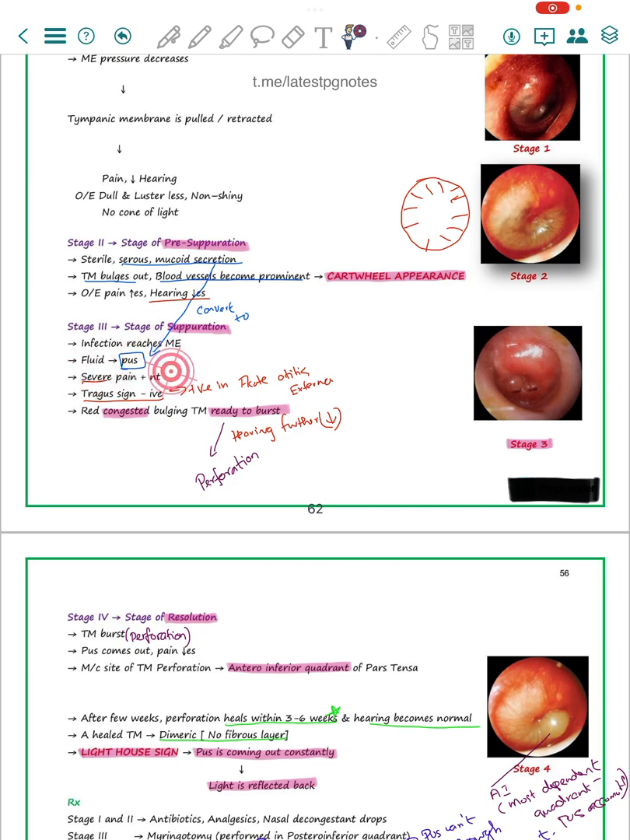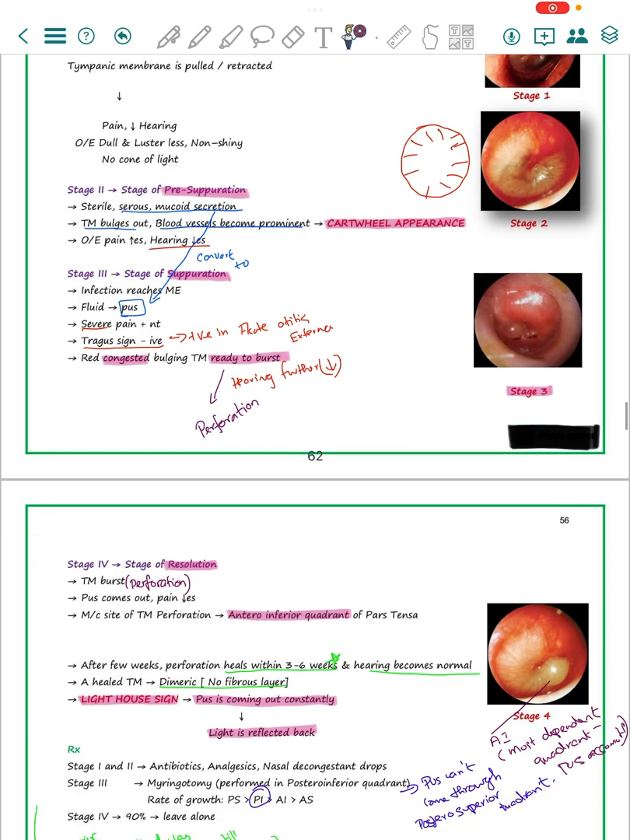There will be severe pain. There will be tragus tenderness, that is, when you apply pressure on the outside tragus, it will cause severe pain. Okay guys, the tympanic membrane becomes red, congested and bulging. We can see it is ready to burst due to the production of pus inside the middle ear.